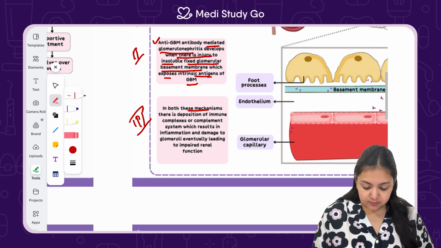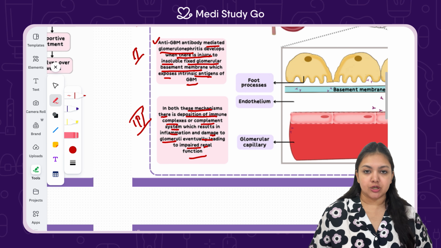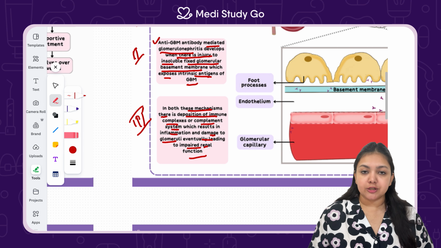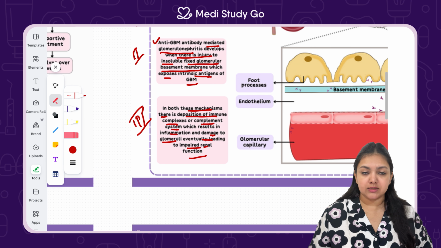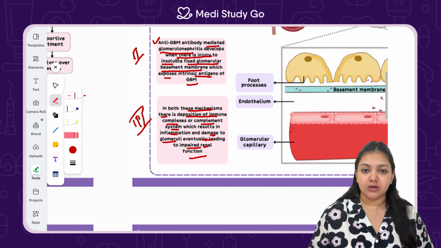Lastly, in both these mechanisms, there is deposition of immune complexes or complement system, which results in inflammation and damage to the glomeruli, eventually leading to an impaired renal function. So if any structure is deranged because of deposition for whatever reason, there is going to be obstruction and blockage, and finally the system of that very organ is going to get ruined, and dysfunctional system will lead to defects and diseases, which begins from acute glomerulonephritis.